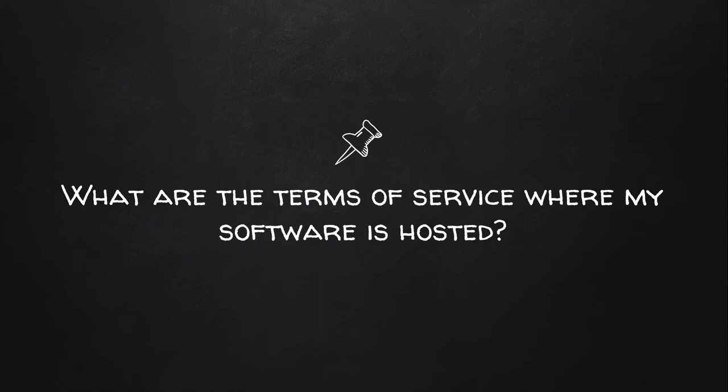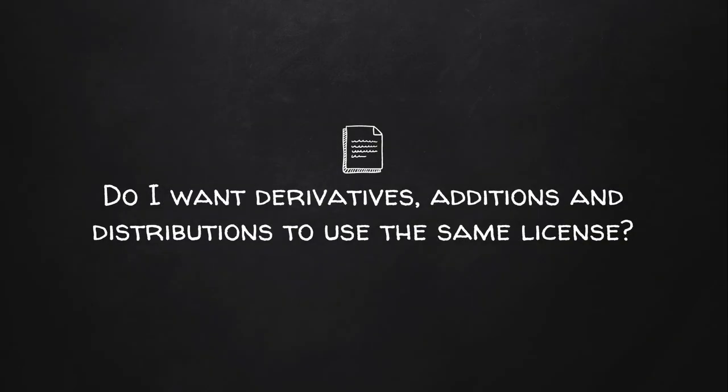These first two questions are kind of outside of your exact code. It's more about what you're using to power your software. The next question, though, is one that you directly control: do you want derivatives, additions, and distributions to have to use the same license? If you say, yeah, I want anyone who uses my software to follow the same guidelines I'm following, then you want a copyleft license, right? We talked about that. If not, if you're like, no, I just want people to use this, but I want a couple small guidelines, and I want to make sure I get the credit for the work I did, you want a permissive license.